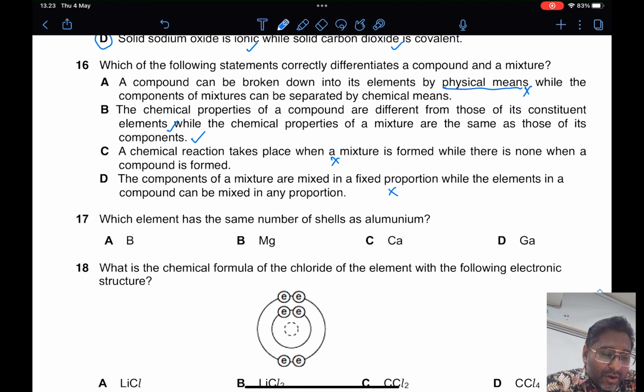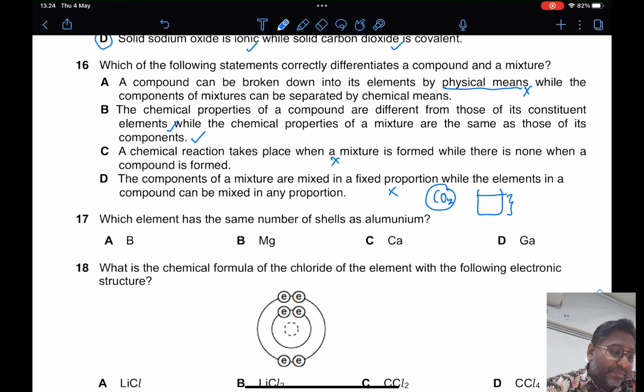But a compound is going to be in a fixed proportion. Proportion means like this: if you have the compound CO2, 1 mole of carbon atoms and 2 moles of oxygen atoms make carbon dioxide. It's a compound. But a mixture is like water and tea. It's just a mixture. There is no proper proportion for it.